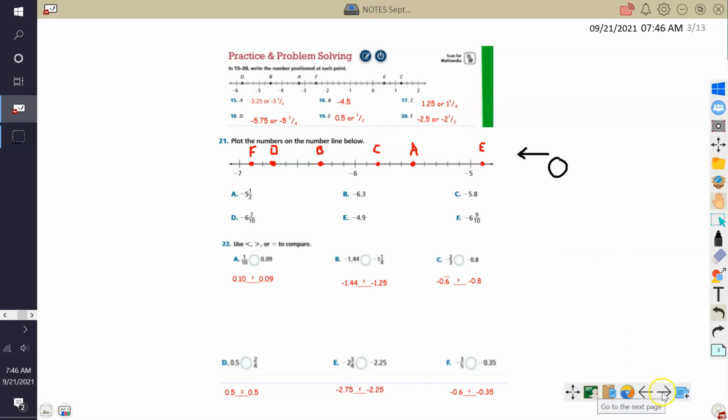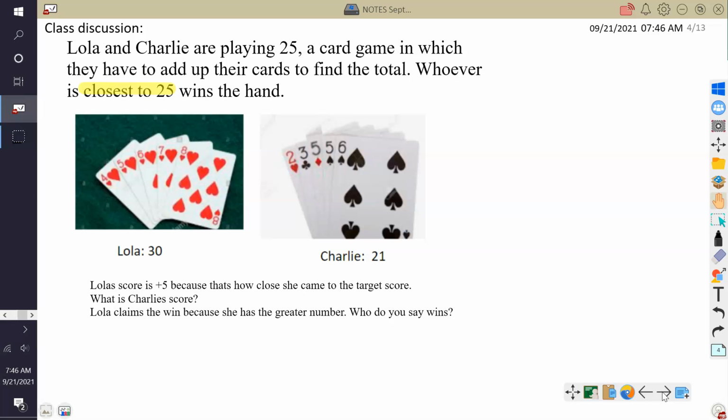All right, let's get into today's lesson. Today's lesson is about absolute value. Here is a discussion introduction right here. The game 25. I just made up this game. There's no real game, but it could be a game.